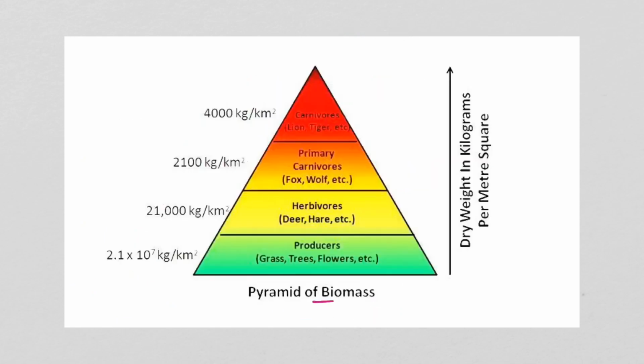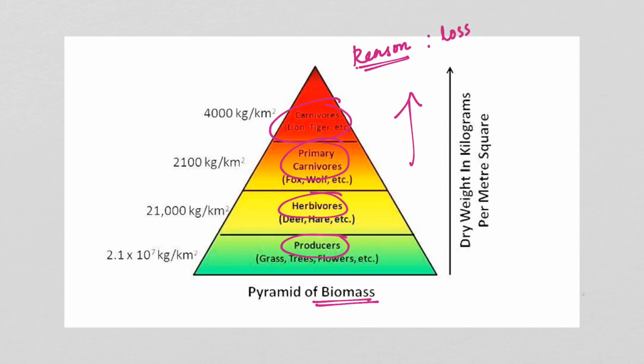Now this is how a pyramid of biomass looks, from the producers to the herbivores, the primary consumers and the carnivores. We will see that the biomass reduces as we go upward. What is the reason? We have already discussed that there is a loss of energy in the form of heat.